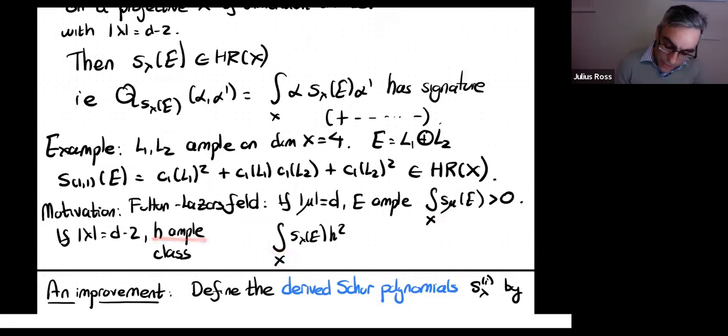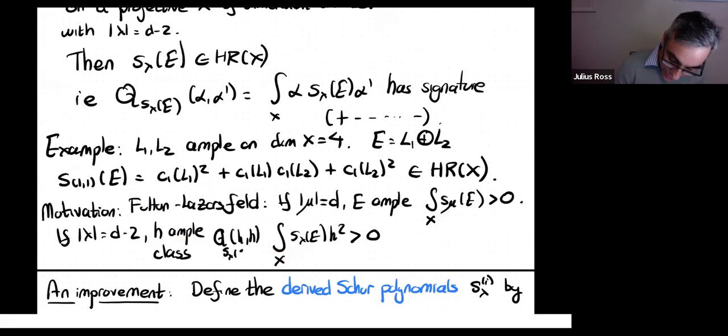So if H is ample, you can rescale, assume it's very ample. So this H squared is cutting this by 2 dimensions. This has dimension D minus 2, right? So this intersection, Fulton and Lazarsfeld are telling me this is positive, right? But this is exactly the thing that I called Q of HH. This is Q S lambda V of HH.